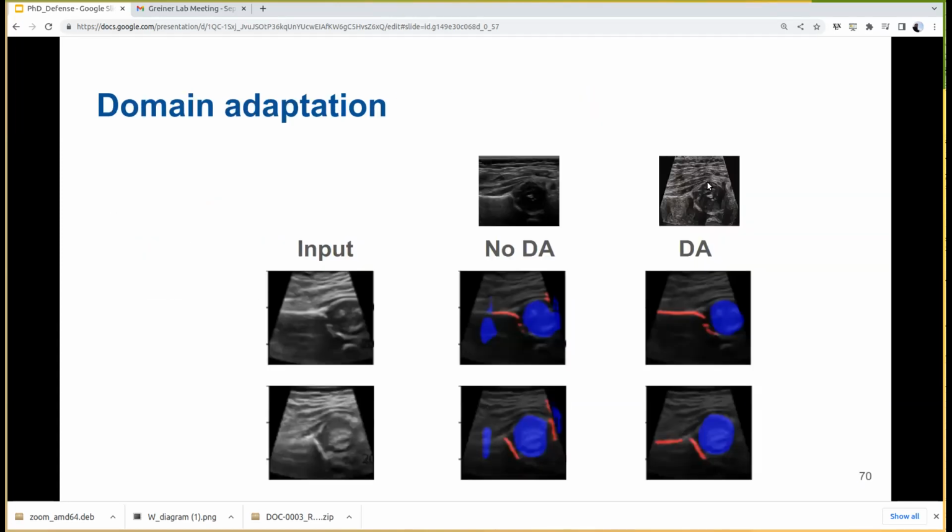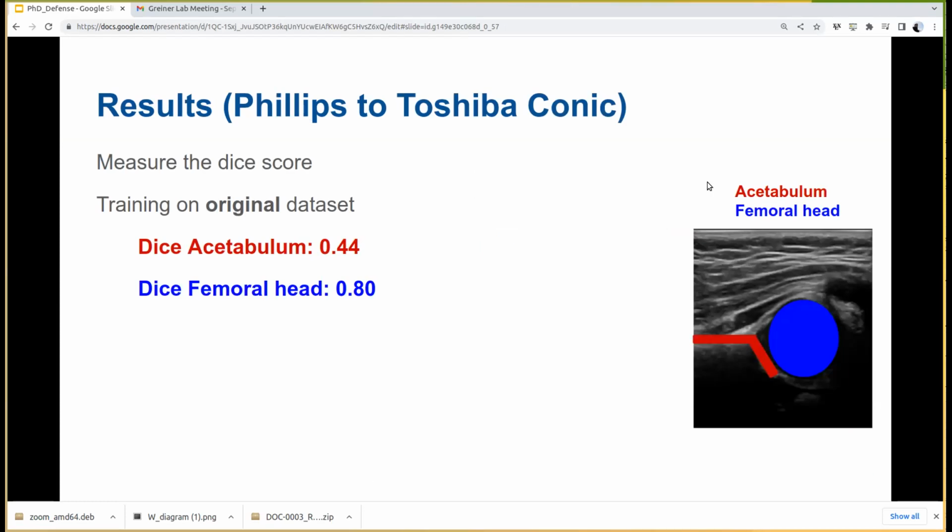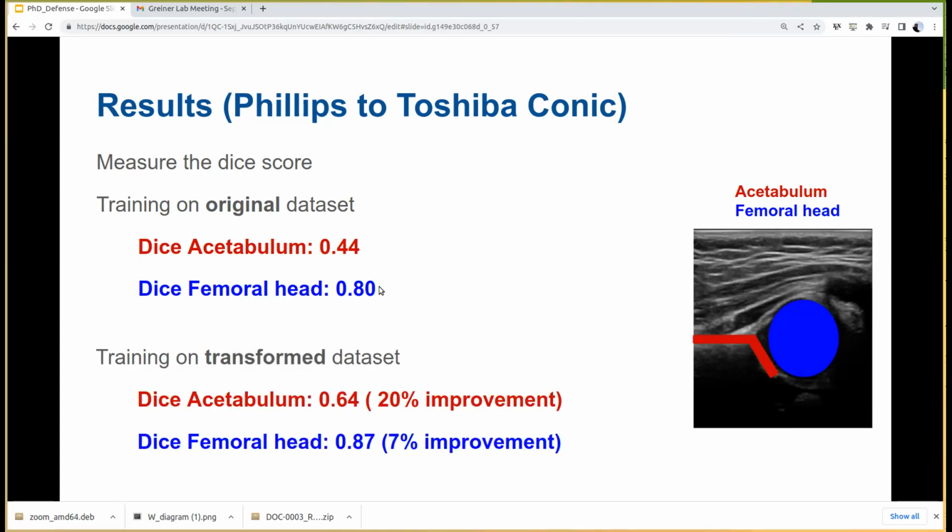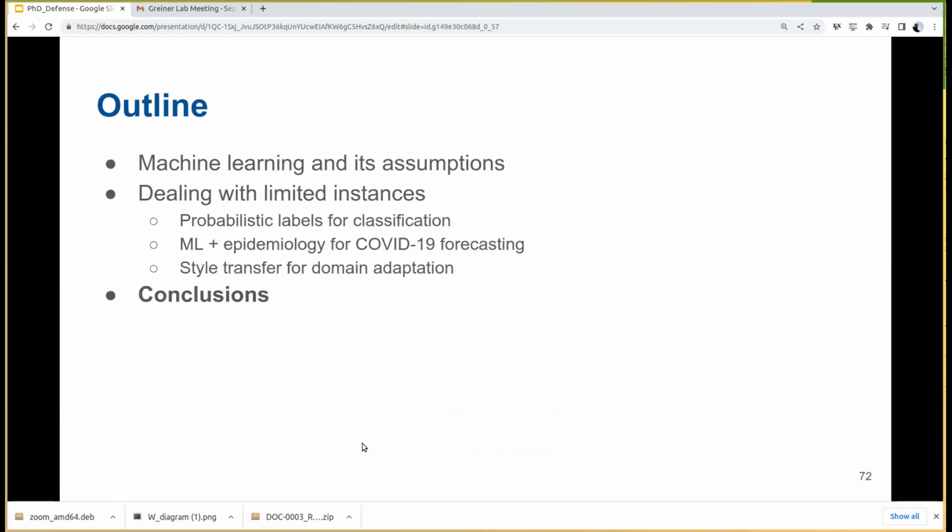Now, these results are not only visual, we can actually measure, for example, the dice score, and the dice of the red bone was 0.44, and of the blue one was 0.8 when we didn't do anything. Just by making this transformation, exactly the same data, exactly the same architecture, everything the same except the style transfer, we went from 0.44 to 0.64. It's an improvement of 20 points. And from 0.8 to 0.87, which is an improvement of 7 points in the dice score.